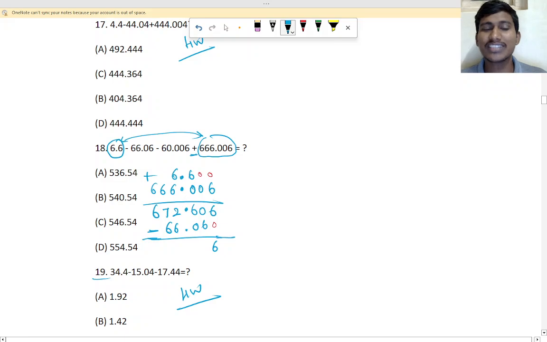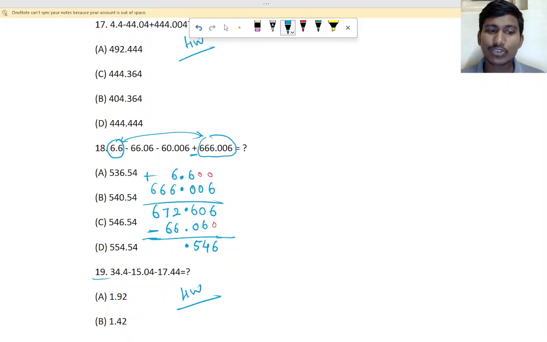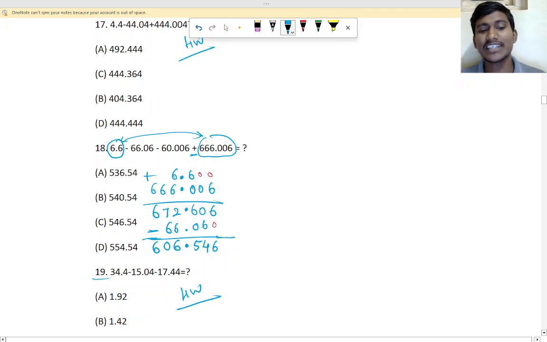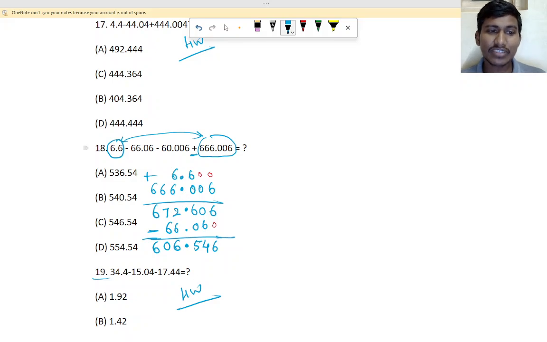0 minus 6 we cannot do, borrow it. It will be 4 and it will be 5 here, and the point as it is. So 2 minus 6, can we do? No. We have to borrow it. 12 minus 6 is 6. 6 minus 6 is 0. So the answer is 606.564. Now after that we did this one.